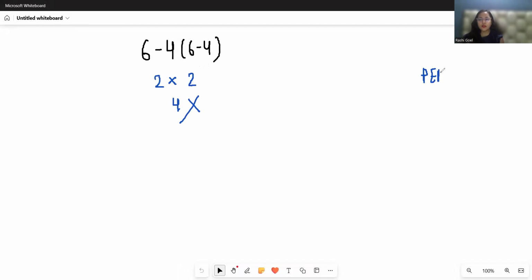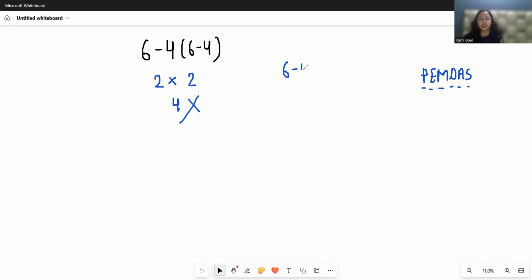That is, I am going to follow the PEMDAS rule where P stands for parenthesis. You have to first solve the parenthesis, then exponent, then multiplication, division, addition, and then subtraction. In multiplication and division, you have to give priority as per left to right, same as addition and subtraction.